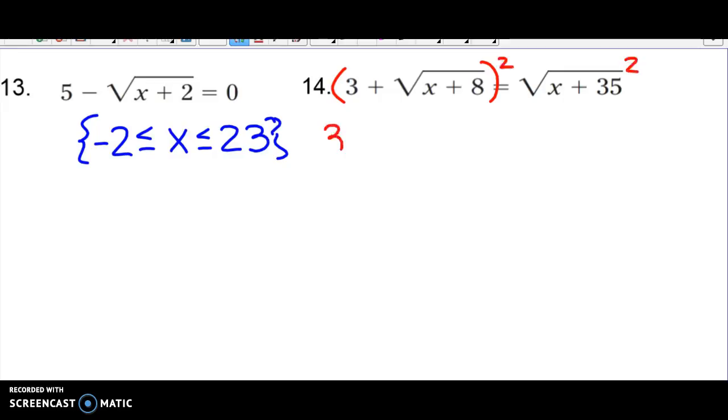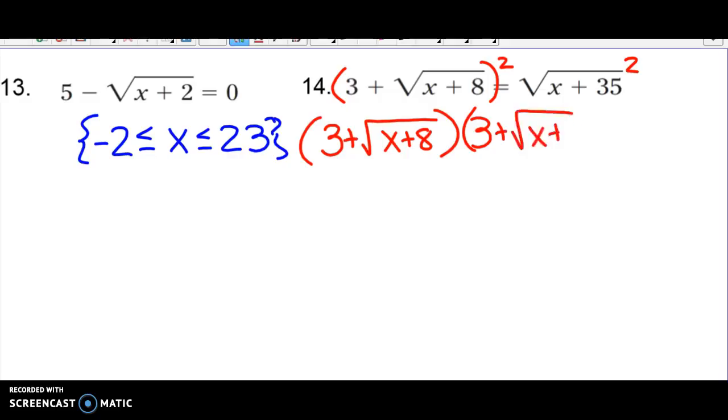So we've got 3 plus square root of x plus 8, and 3 plus square root of x plus 8. And then this side on the right is easy. It's just x plus 35. Okay, so now we go and FOIL.